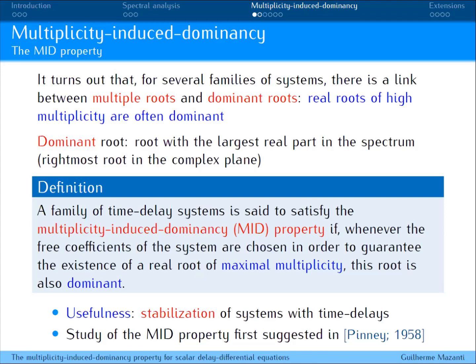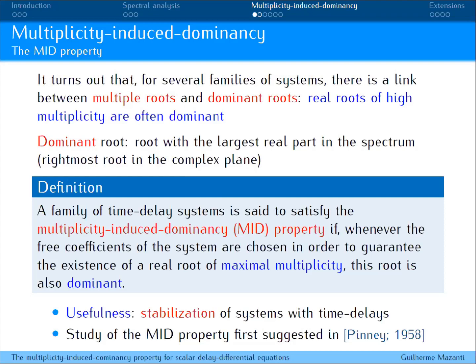Because if I can choose my coefficients to place a root of maximum multiplicity which is a real root and negative, this root is going to be dominant. So this is going to be the rightmost root in the complex plane. So all roots will also have negative real part, and so my system will be stable. So this gives me an algorithm to try to select parameters of a system in order to stabilize it.